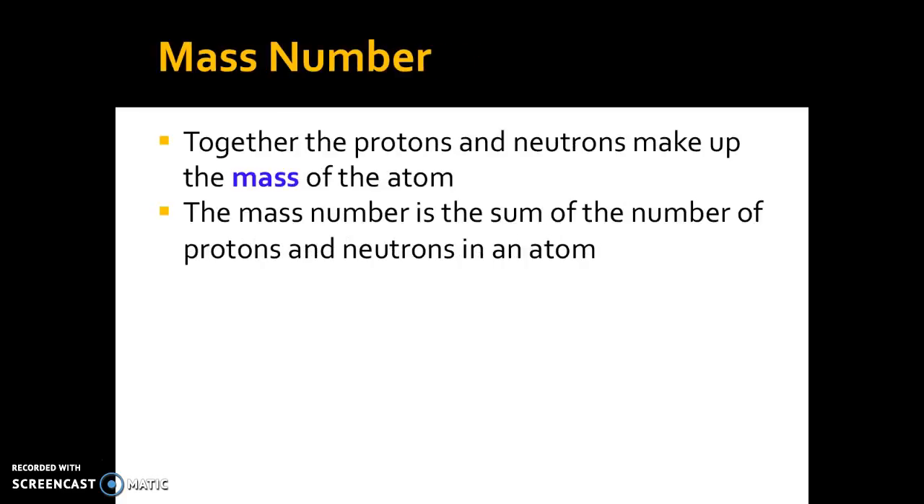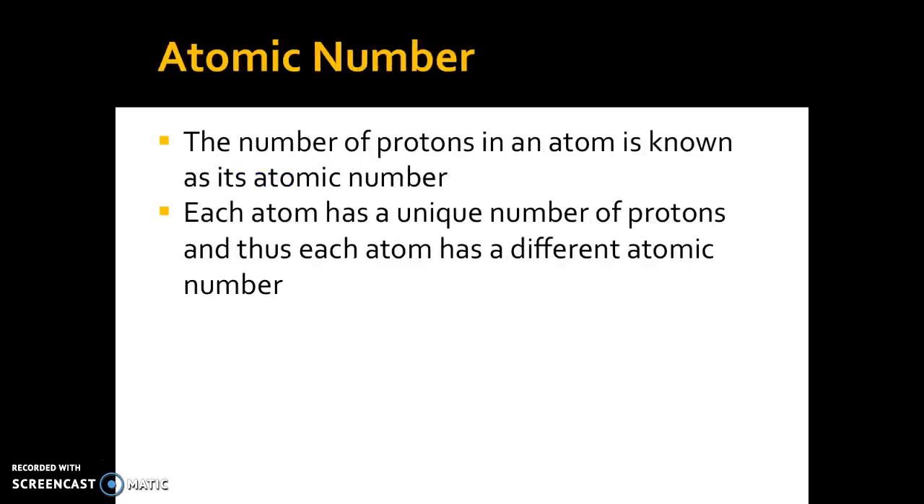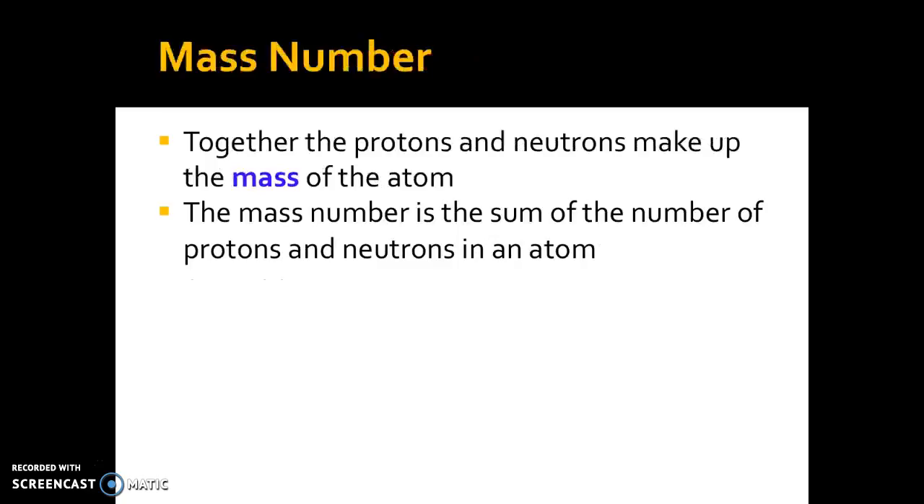So to formulate the mass number, let's go back for a moment. We learned about APE, which is the atomic number is the same as the number of protons, which is the same as the number of electrons. Now the mass number. Together the protons and the neutrons make up the mass of the atom, and the mass number is the sum of the protons and the neutrons, or the acronym that we learned, MAN. The mass number minus the atomic number equals the neutrons.